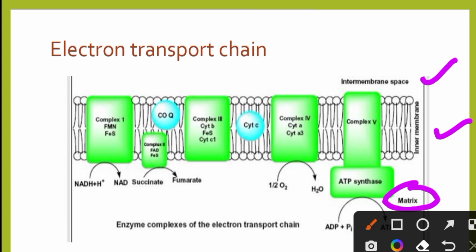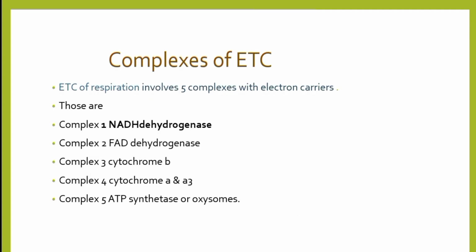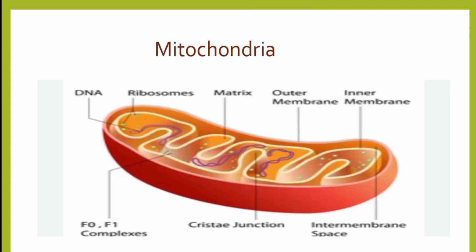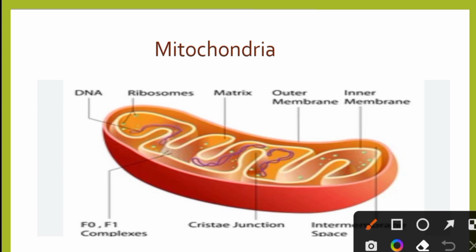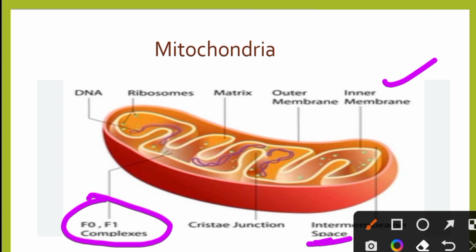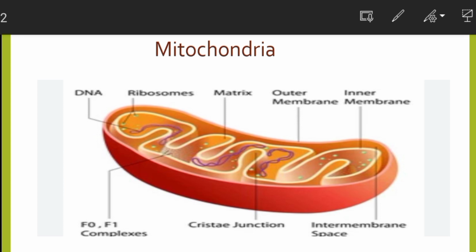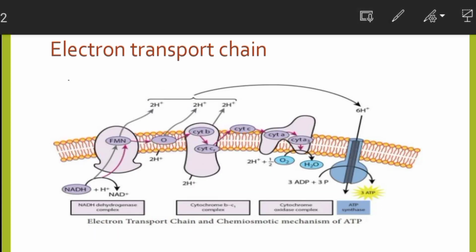Inside this membrane the complexes are present which help in the transport of electrons. Before that, let us see the mitochondrial structure. Here, if you see the mitochondria, the membrane is divided into outer and inner membranes, and between them the intermembrane space is present. Inside the inner membrane it takes place, and inside that we call it the matrix, where the F0 F1 complexes are present. So this is the structure of mitochondria where this electron transport chain takes place.